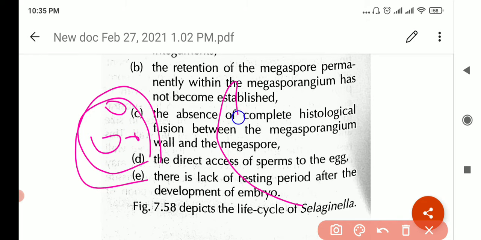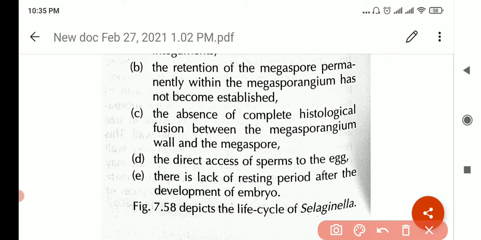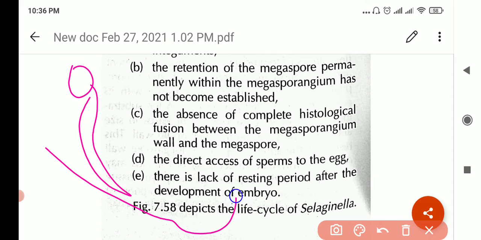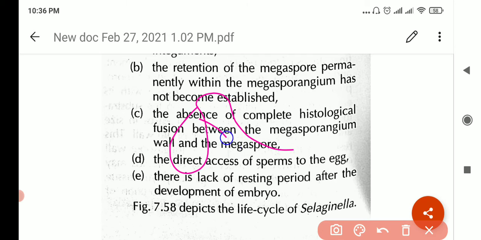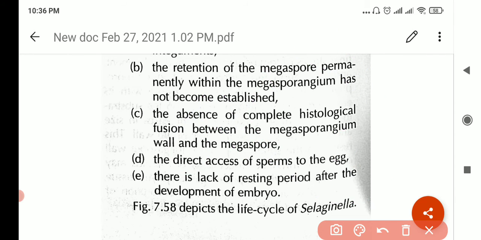Usually in the higher plants, these are the integuments, and if this is the egg, it is completely fused inside. Then there is direct access of the sperm to the egg. This is not what a true seed is. A true seed is, remember, the pollen grain will germinate into a pollen tube and then travel along the style to finally reach the egg. But here those biflagellate sperms directly fuse with the egg, that is inside the neck cells. These are the neck cells. So we are done with this chapter.